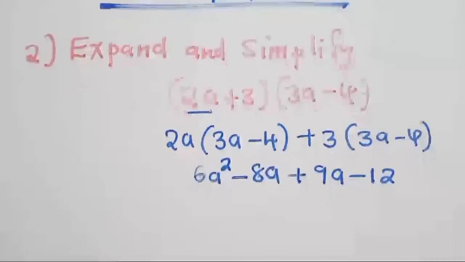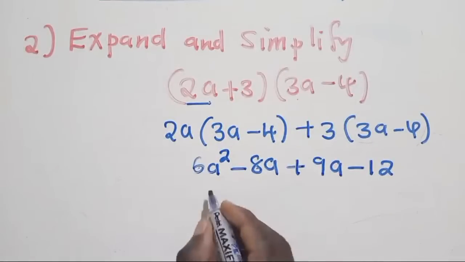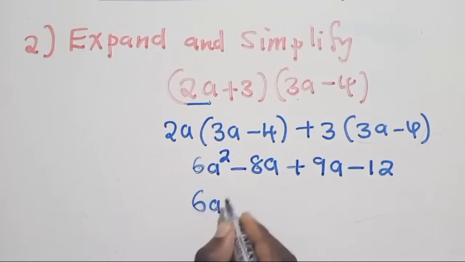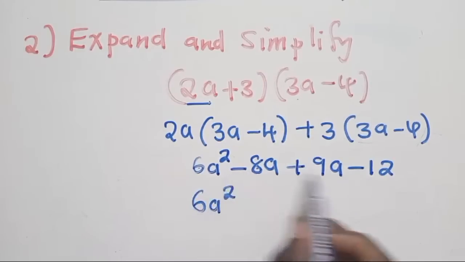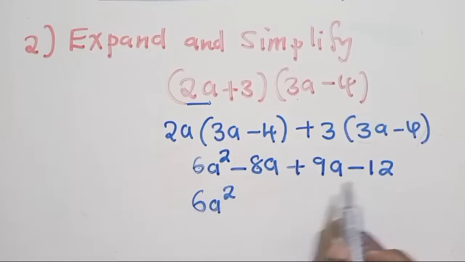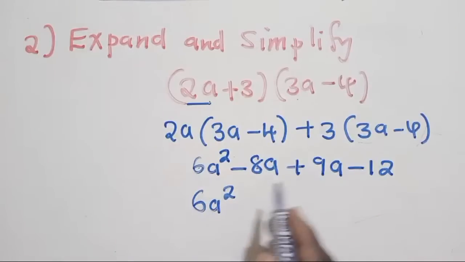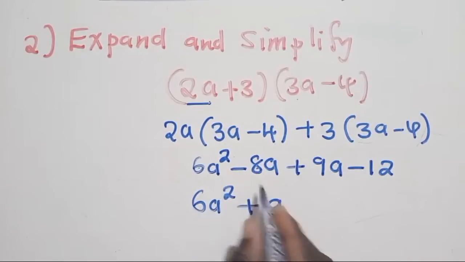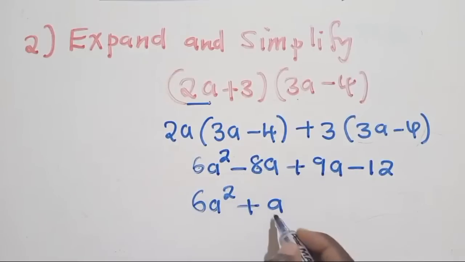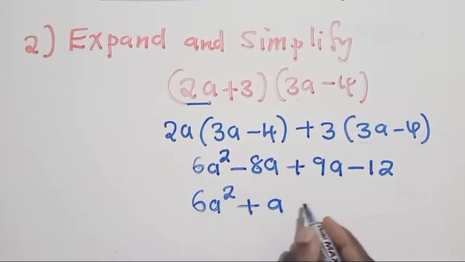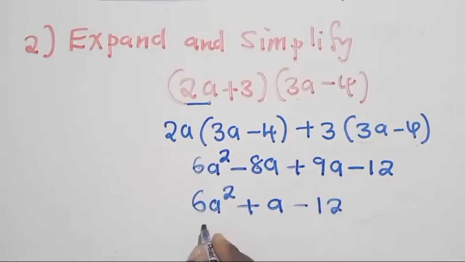Okay. So from this stage, you group the like terms. Luckily, the terms are already arranged. So it's just this and this. Negative 8a plus 9a, that's positive a, and a minus 12. Hopefully, this is the answer that you got. Okay? Let me check. Is this the answer that you got?